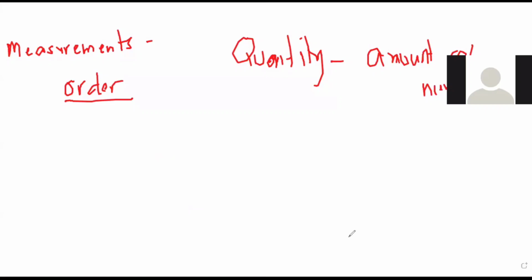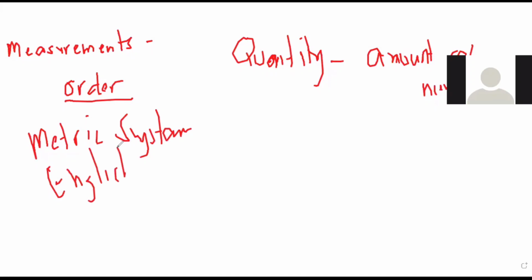But why is it that for just one quantity, we use different units? Because there are two classifications of units that we use. One is the metric system, and the other one is the English system.